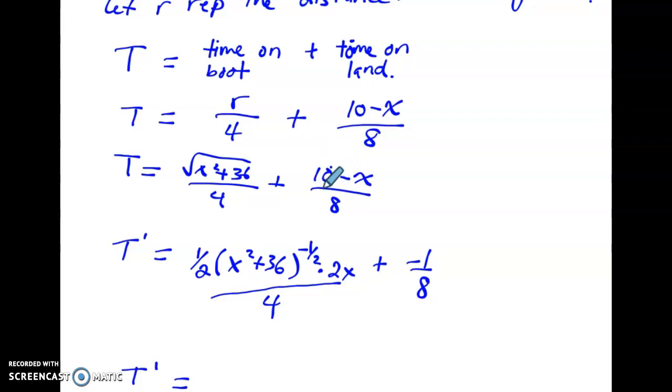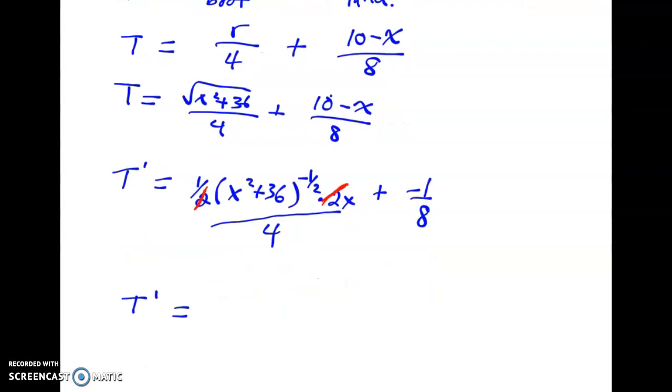Okay, and then here, the derivative of 10 is 0, derivative of minus x would be -1, so we're left with -1 over 8. We can simplify this a little bit, right? We have the 2 and we have the half. Those will cancel each other out. Okay, and then we can, of course, bring this negative power down to the bottom. Okay, so we would be left with x over 4 times the square root of x squared plus 36 minus 1/8.